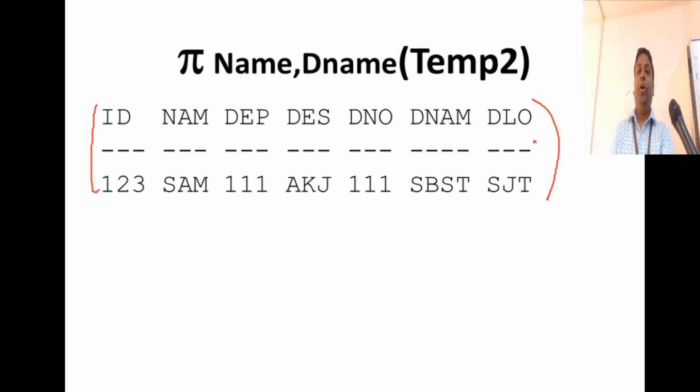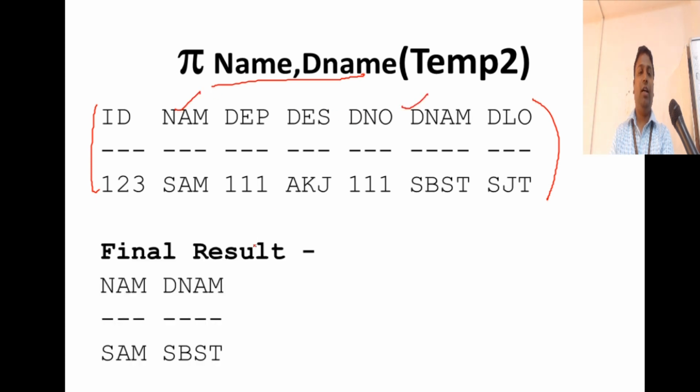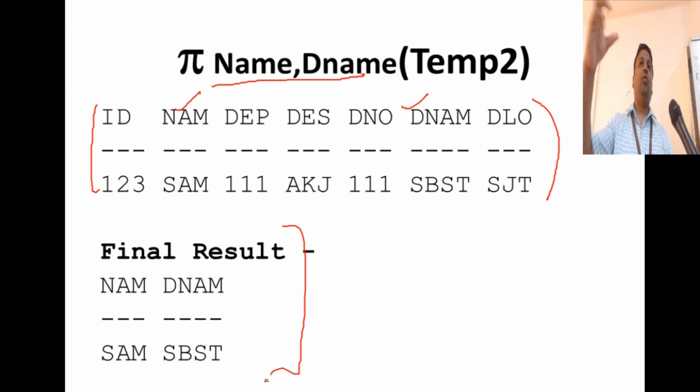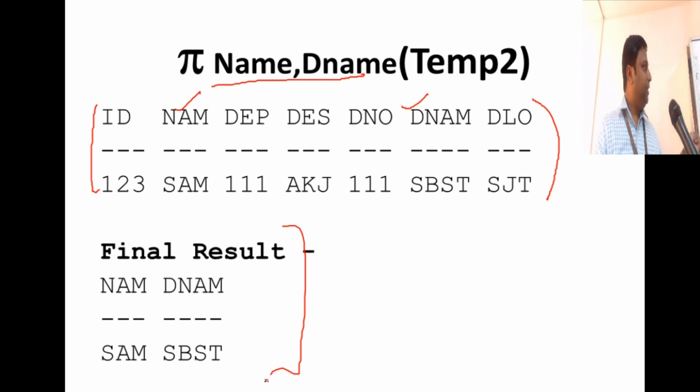And on this, what are you going to do? You are going to project name and department name. So you are going to have name and department name projected. That will be your final result. To come to this result, we have read 100 bytes from the disk and created an intermediate relation of 440 bytes. Then we apply the sigma and then the pi. So this is not optimized.